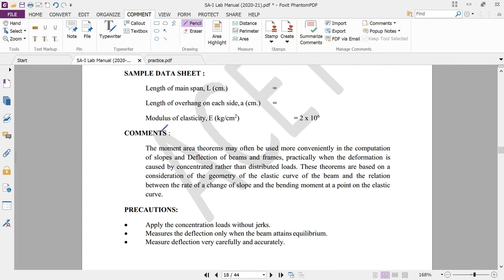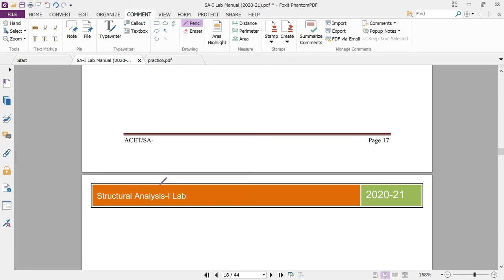So what is the comment for this particular case? The moment area theorem is often used more conveniently in computing the slope and deflection of a beam and frame, particularly when the deformation is caused by concentrated rather than distributed loads. These theorems are based on the geometry of the elastic curve of the beam and the relation between the rate of change of slope and the bending moment at a particular point on the elastic curve. So these are the particular precautions.